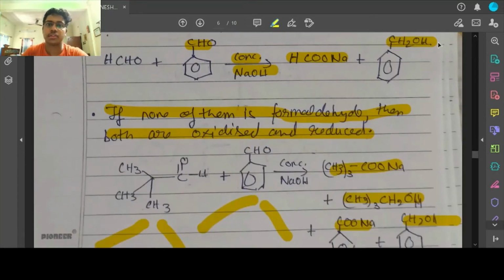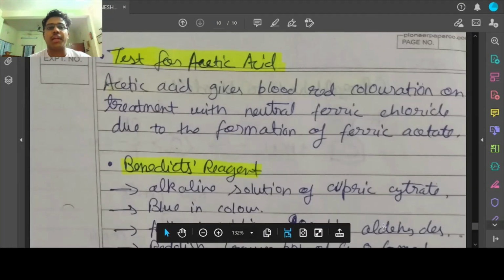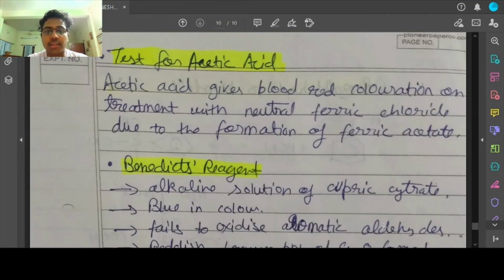Okay, so let us continue. Since we have already learned about aldehydes, ketones, and carboxylic acids, their name reactions, and the main questions that come from this section, let us see the tests for these acids, the tests for these compounds.